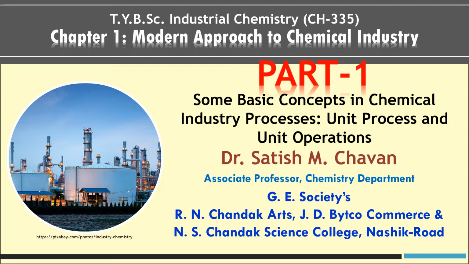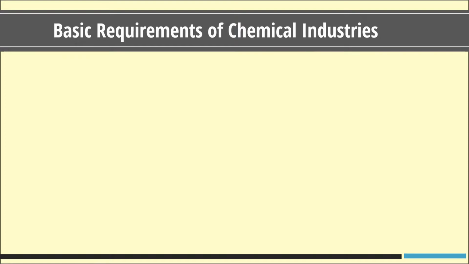Today we will start chapter number 1, Modern Approach to the Chemical Industry, from the Industrial Chemistry course. In this video, we will learn some basic concepts in chemical industry process and the processes in the chemical industry. The basic requirements of the chemical industries.